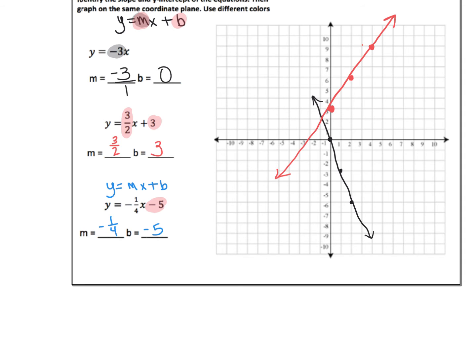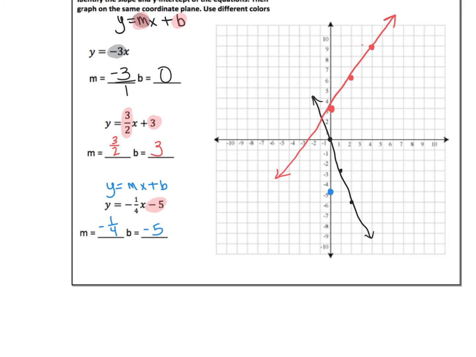All right, so for this case, I start with my b. I always begin with b, so I go down 5. And I'm going to put a point right there. And then from there, I use my slope to create another point. So I'm just going to keep my pencil on that blue. And now I'm going to go down 1, right 4.